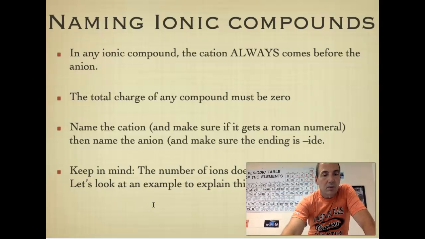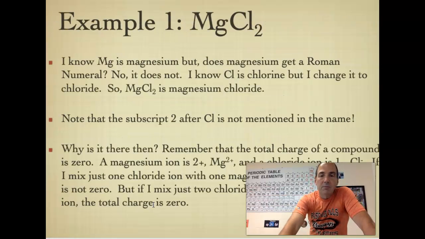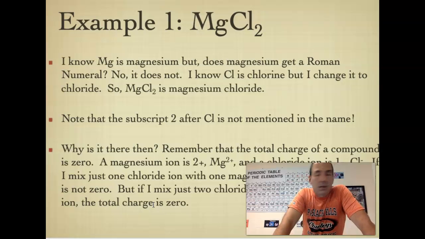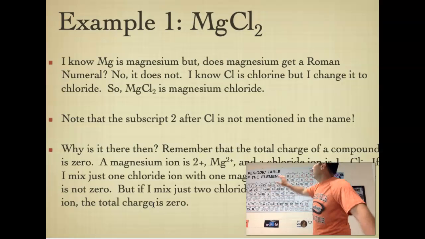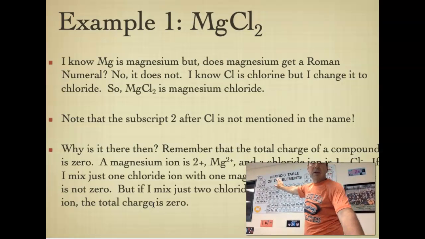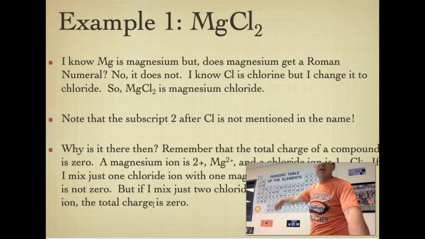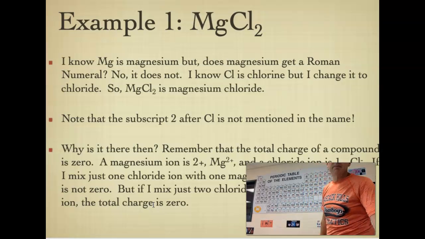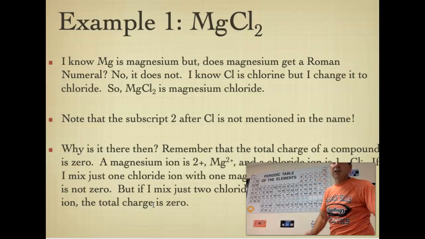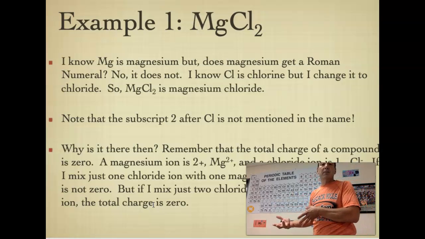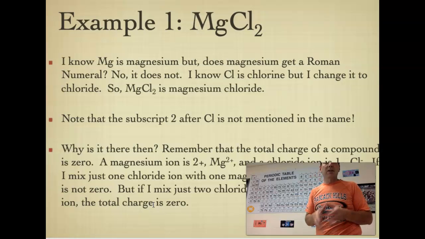Okay, let's talk about that. Let's talk about MgCl2. There's 2 Cl's, as opposed to NaCl, which had the 1 Cl. It doesn't affect the name. We're going to pull it out the same way. So Mg is magnesium. First thing I do is I look at the periodic table and I see, does magnesium get a Roman numeral? No, it does not. So it's just magnesium. Then I look for Cl. Cl is chlorine, but I know the ending is going to be changed to chloride. So MgCl2 is just magnesium chloride.